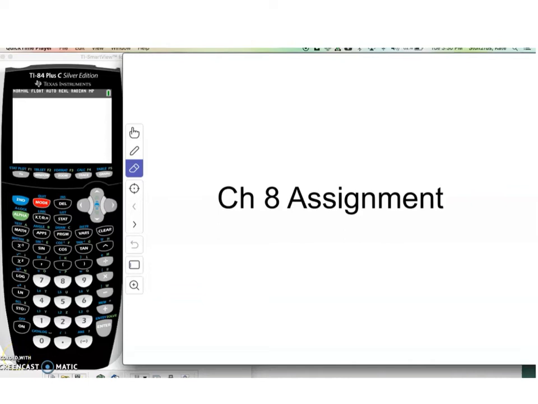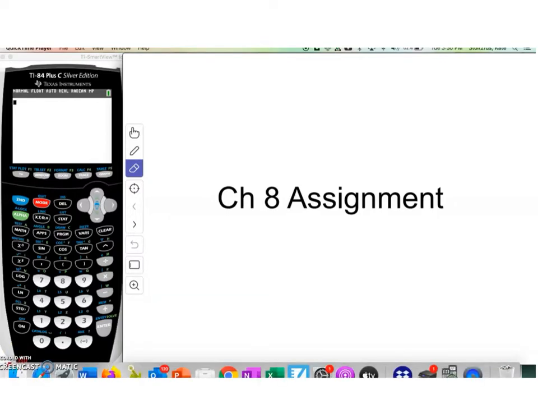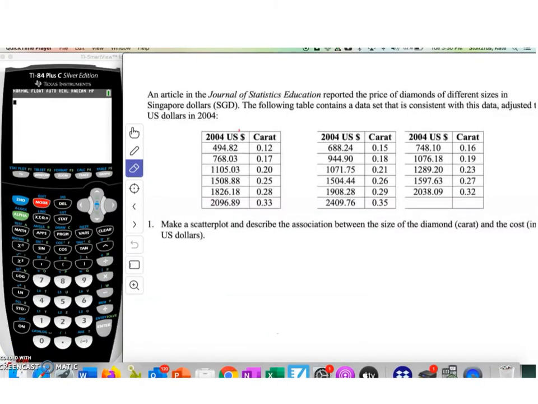Through some problems here that really illustrate the big ideas in chapter 7 and 8. So you're given a problem where the data shown reports the price of diamonds of different sizes in Singapore dollars. And the following table contains a data set that is consistent with this data adjusted to US dollars in 2004.